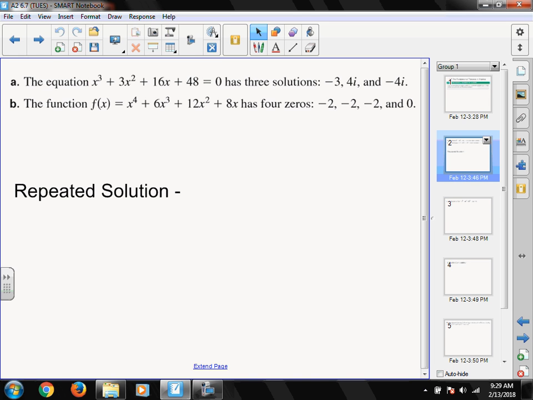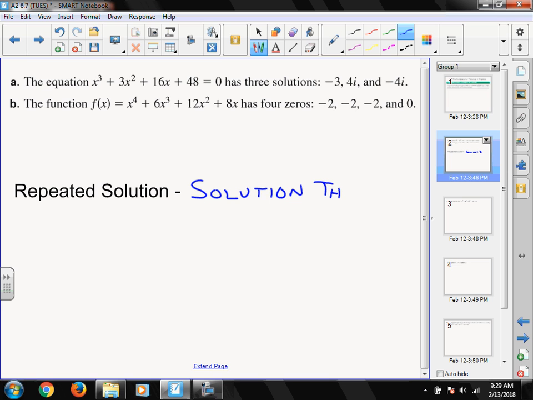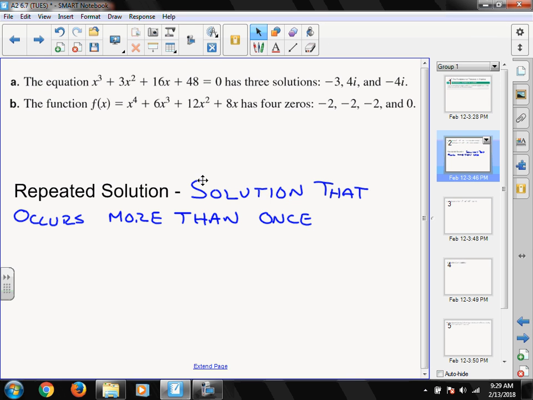So that brings up what is a repeated solution. This is a solution that occurs more than once. So the -2's are repeated solutions.